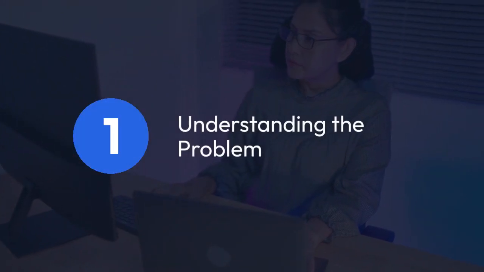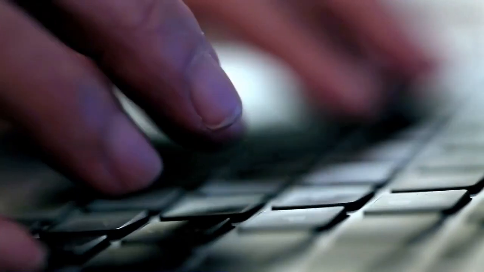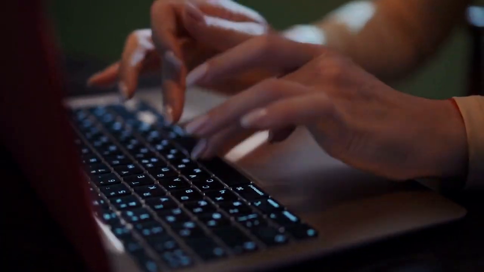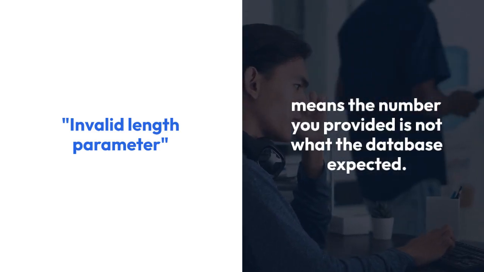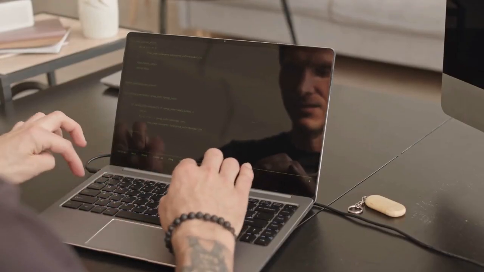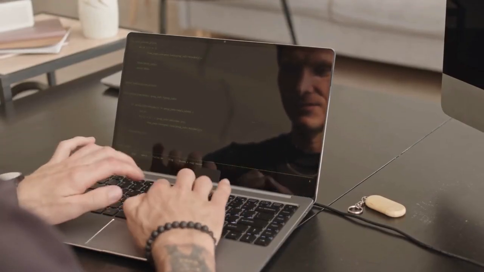1. Understanding the problem. The LEFT and SUBSTRING functions need two pieces of information: the string you want to work with and the number of characters you want to extract from the left side, starting from the beginning. The invalid length parameter means the number you provided is not what the database expected. This usually means it's either negative or larger than the actual length of the string.